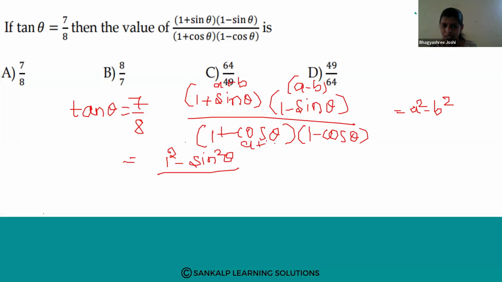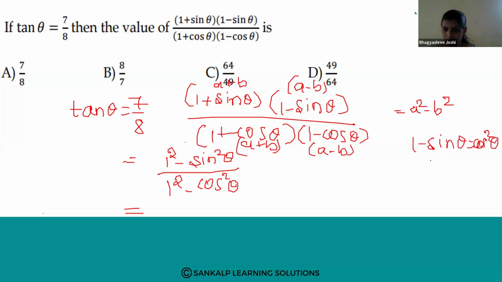That is (a plus b) into (a minus b), which is a square minus b square. Here a is 1 and b is cos theta. Therefore, 1 square minus cos square theta, which is 1 minus cos square theta. Remember the identity: 1 minus sine square theta is cos square theta, and 1 minus cos square theta is sine square theta.